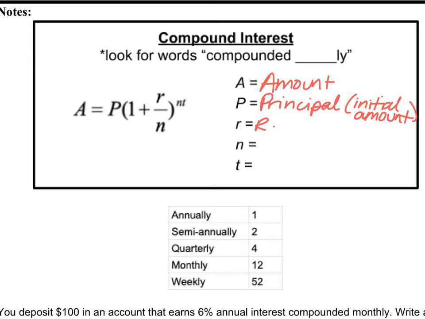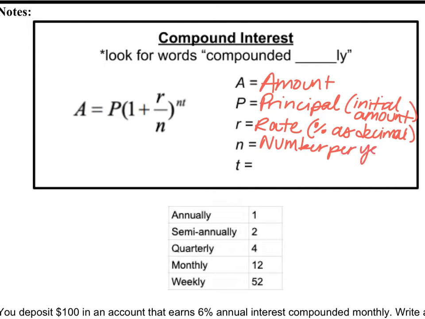R stands for the rate, which is your percent as a decimal, just like Tuesday. N stands for the number of times per year. And T stands for time in years. I'll give you time to write this down.